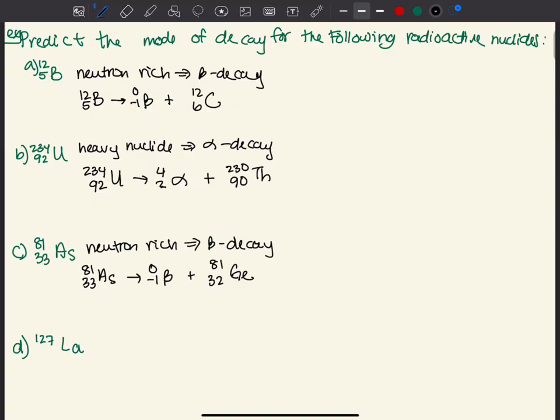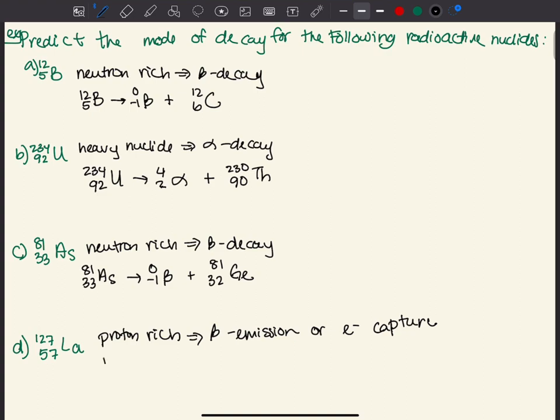Finally, when we look at D, the number of protons is equal to 57. And remember, when we have an atom that has protons between 55 and 60, we like that N to Z ratio to be above 1.3. When I look at the atomic mass, it is 138.9. So the mass of this nuclide, 127, is much lower than the atomic mass. So in this case, it is going to be proton rich. And it will undergo positron emission, or electron capture.